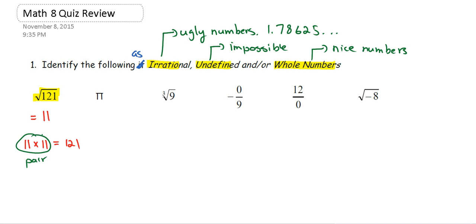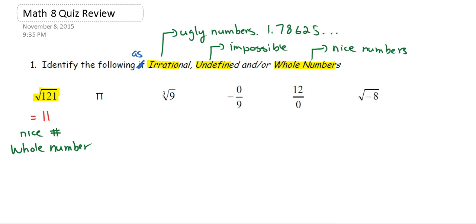Okay, and that pair will combine to become one number, which is simply going to be 11. So for this question, the square root of 121 is going to be 11. And since 11 is a nice number, we call this a whole number. Okay. All right, let's move on.